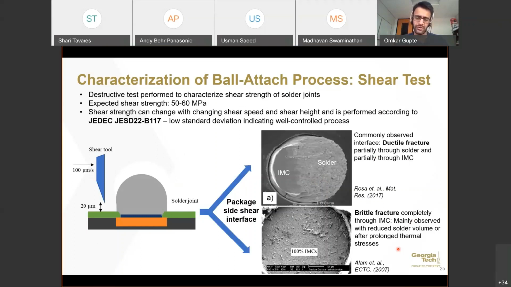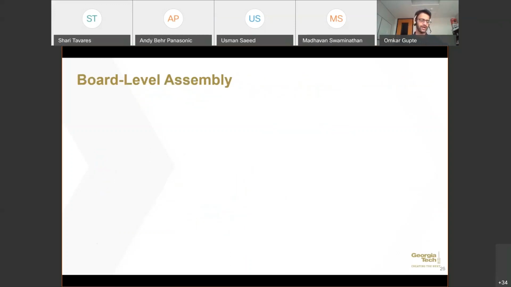Whereas in some cases with reduced solder volumes, or if the package is exposed to prolonged thermal stresses, we can end up seeing a brittle fracture mainly through intermetallics, because the energy required for such a fracture is lesser, and with lower solder volume, that's what happens. So these are the two types of shear interfaces that can be seen in a shear test. At this point, the BGA fabricated on the package is inspected.